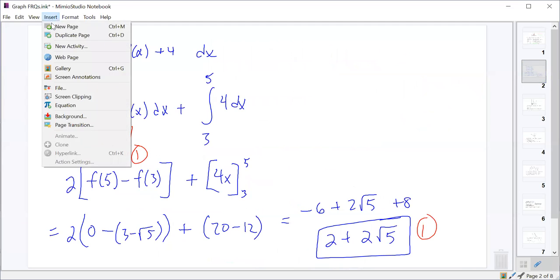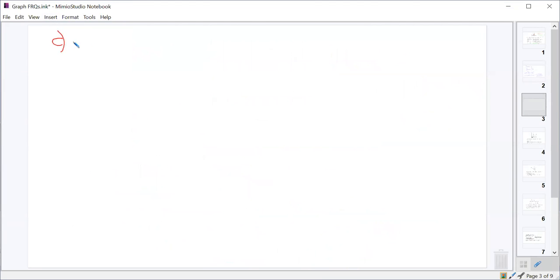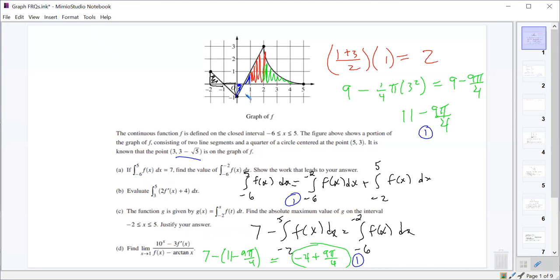So let's see this, a new page here for part C. We know that g prime of x equals f of x. We're looking for critical values of that on the interval from 2 to 5. So we want to know, when does f of x equal 0 on the interval from 2 to 5? So we look at the graph.